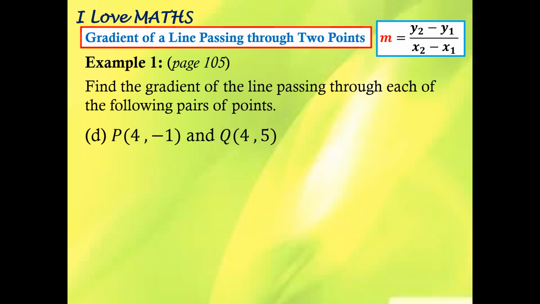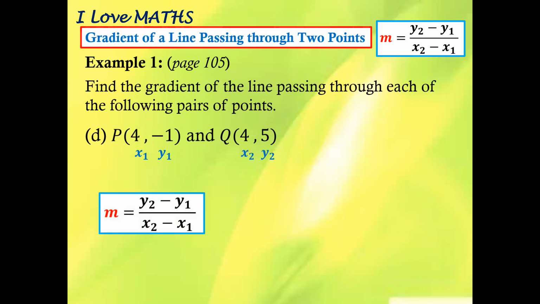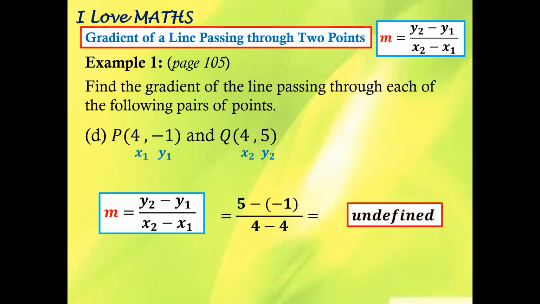Letter D, P(4, -1) and Q(4, 5). So let's label P as x sub 1, y sub 1, and point Q as x sub 2, y sub 2. For the gradient m formula, we have y sub 2 minus y sub 1 all over x sub 2 minus x sub 1. Substitute the values, and that would be 5 minus -1 all over 4 minus 4, which is 6 over 0. Division by 0 is undefined. So we cannot define the exact value of the gradient.